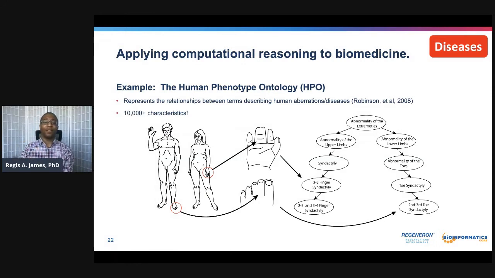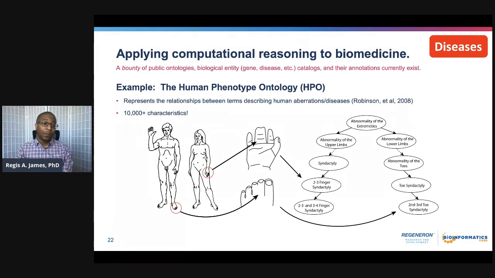It's got 10,000 plus characteristics that they identified structurally and hierarchically by reading through the contents of OMIM, the Online Mendelian Inheritance in Man database, which is a list of genetic diseases observed in people and the phenotypes that are identified by the clinicians and the geneticists who have studied these diseases. Of course, there are a bounty of other public ontologies that can describe other types of entities, be they genes, diseases, cohorts of people, and annotations.